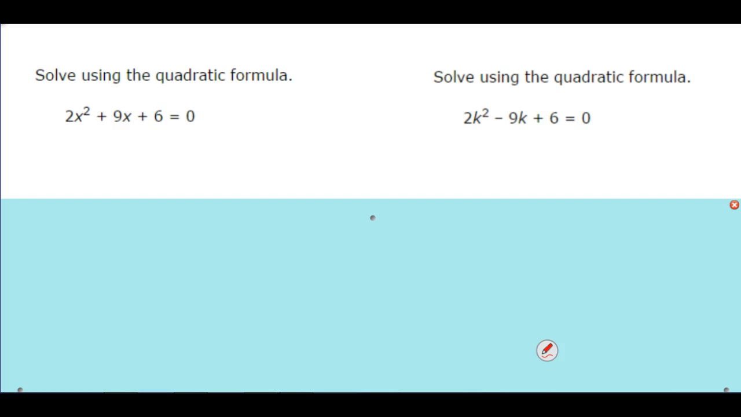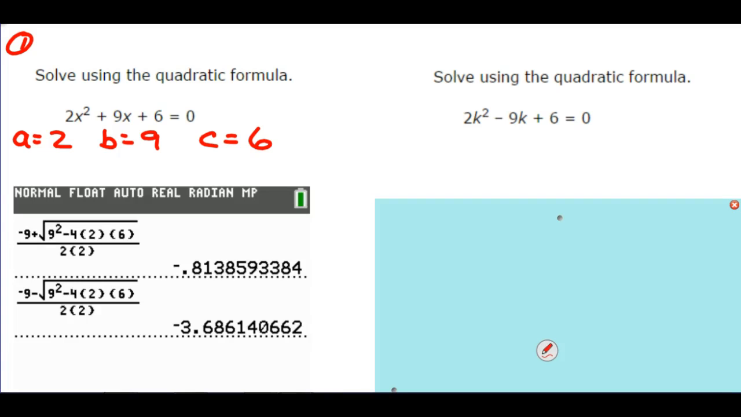On the next screen, we have 2 problems. You're going to do one of them in this class. So which one do you want to do? Number 1? Yes. Okay. What is A? And B? 9. And C? 6. All right. Use your calculator and find your answers. If you're rounding to the nearest hundredth here, this would be negative 0.81, and this would be negative 3.69.